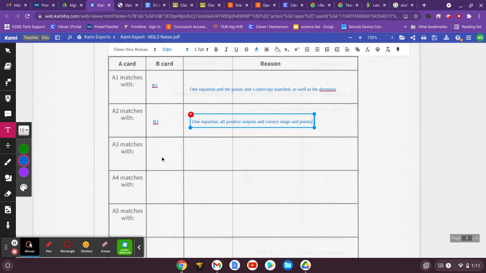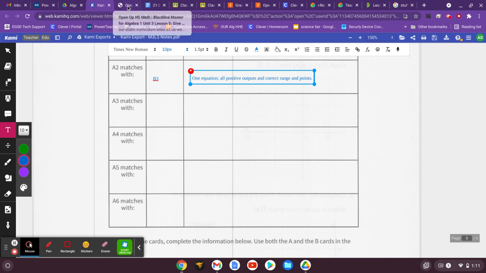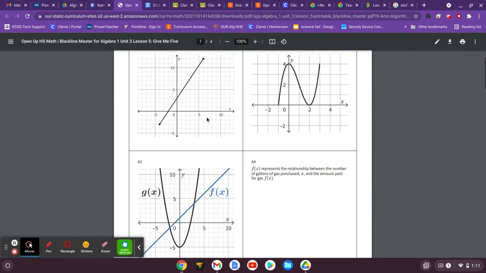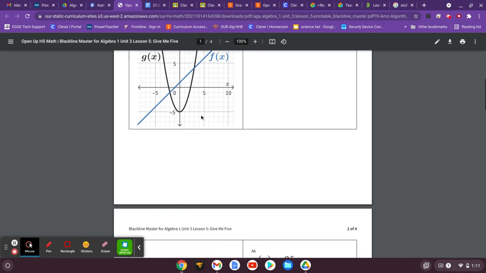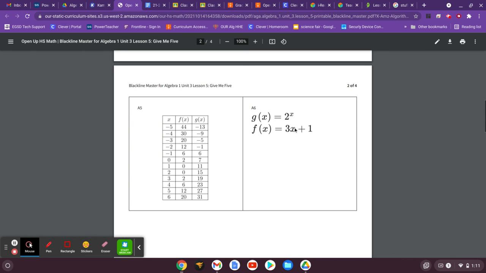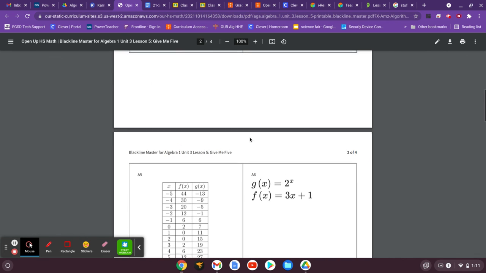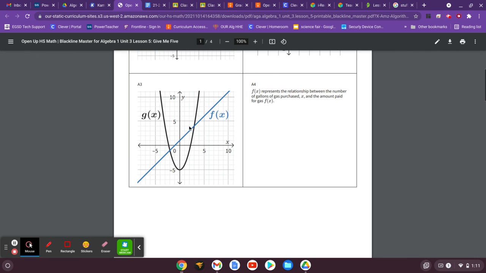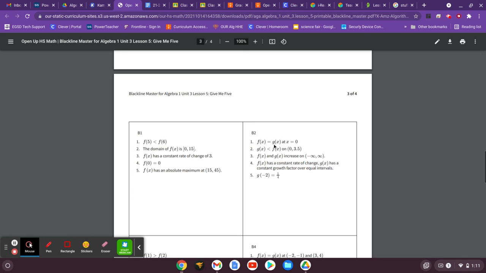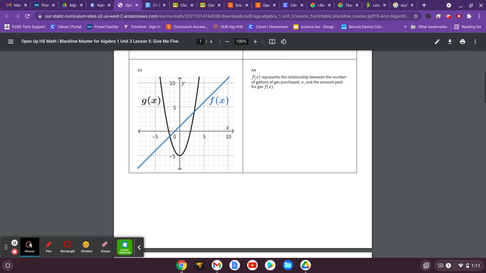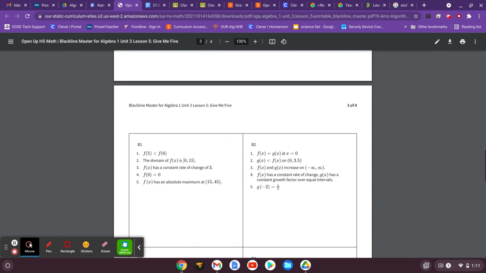Okay, so A3, narrowing it down. So let's go up to A3. A3 has two equations. Now we're looking at 2, 4, 6, right? So let's see. It looks like we have a couple of equal points on here. Any others have equal points? We don't know on this one. That one's not looking. So let's just see what do we have for B2, 4, and 6. F of x equals g of x at x equals 0. So do they meet at x equals 0? They don't, so it's not B2.